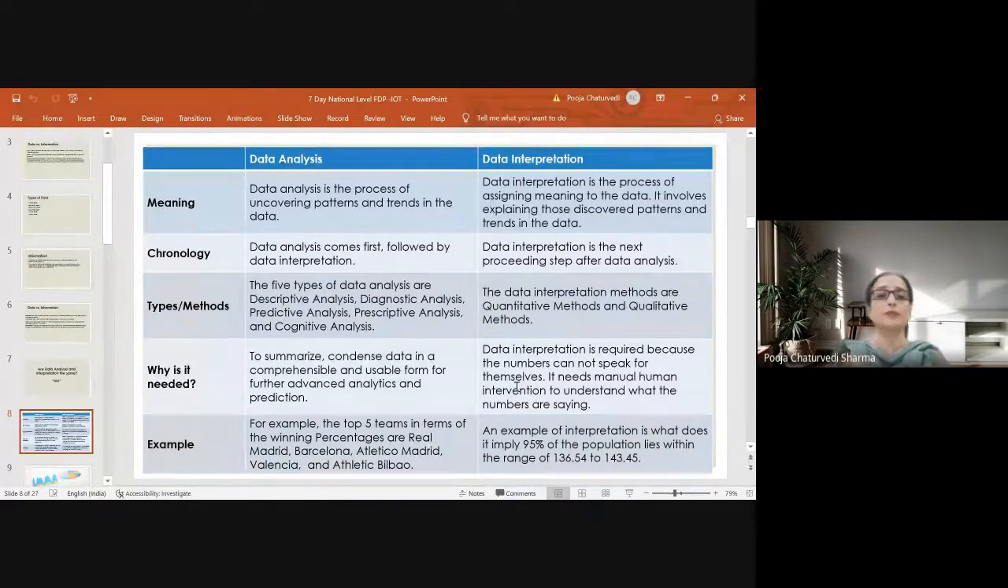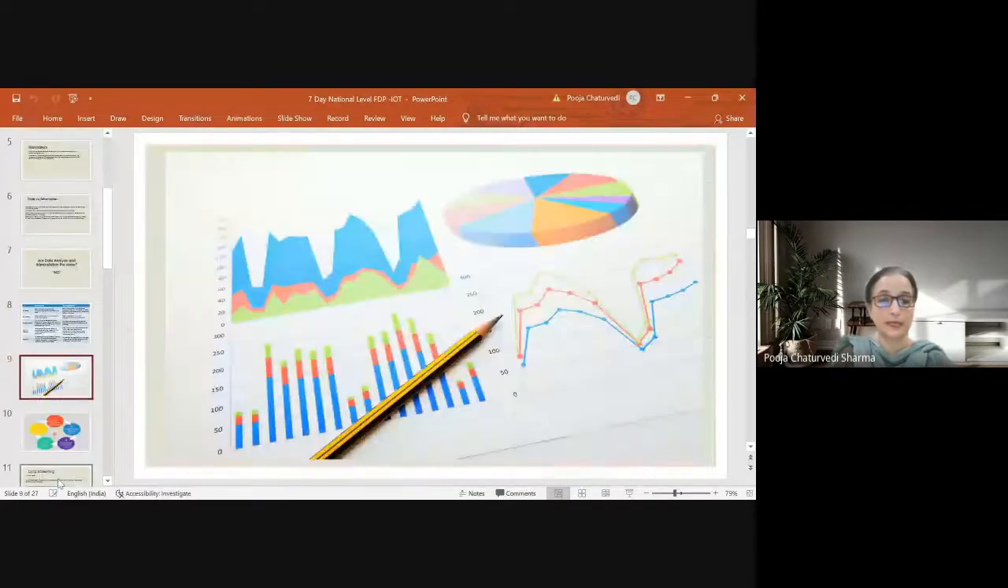You've uncovered some patterns, you've uncovered some trends, but what about this? What do these trends and patterns tell us? When you try to dig out the meanings from those trends and patterns, that is your data interpretation. I'll take you through another slide. Just have a look at this slide. You can see that these are some data analysis charts which have been made. You can see some different graphs in blue, red, green. You can see some bars made. You can see a pie chart.